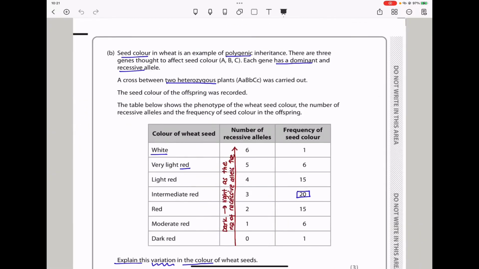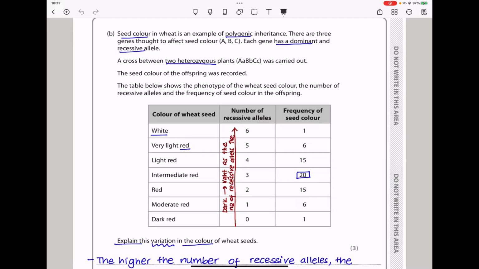Moving on. In part B, seed color in wheat is an example of polygenic inheritance. There are 3 genes thought to affect seed color. There is gene A, gene B, and gene C. Each gene has a dominant and recessive allele. A cross between 2 heterozygous plants was carried out, and the seed color of the offspring was recorded. The table shows the phenotype of the wheat seed color, the number of recessive alleles, and the frequency of the seed color in the offspring.